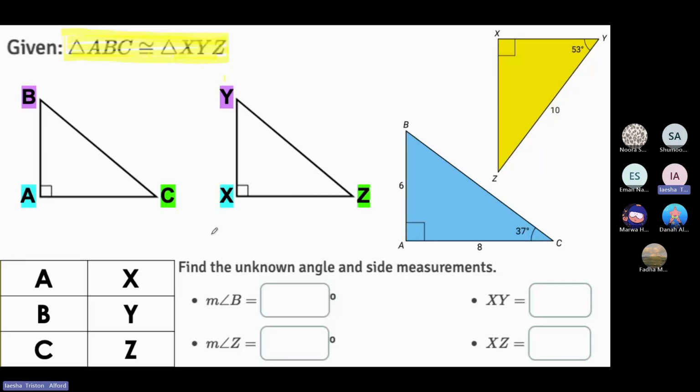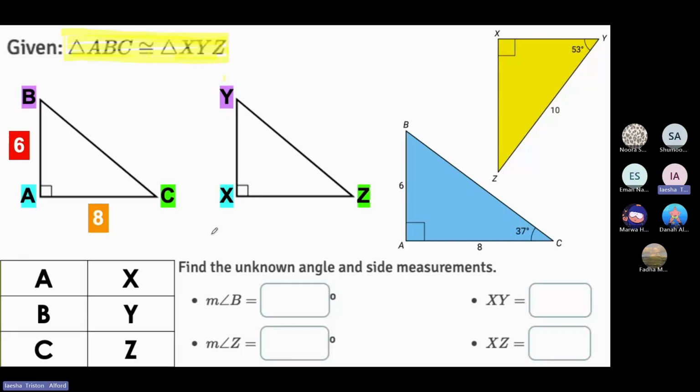Then you need to start with the outside of your triangles and put the numbers in the correct place. So between A and B, do you have any number? 6. So you put 6. Between B and C, do you have any number? No. Between A and C, do you have any number? Yes, 8. So you put 8.